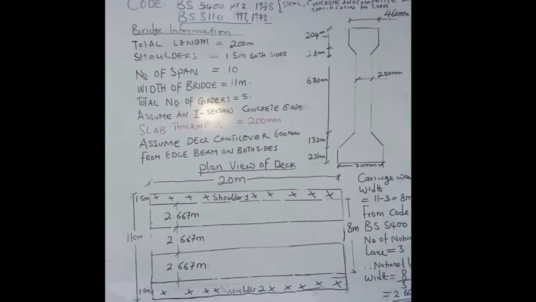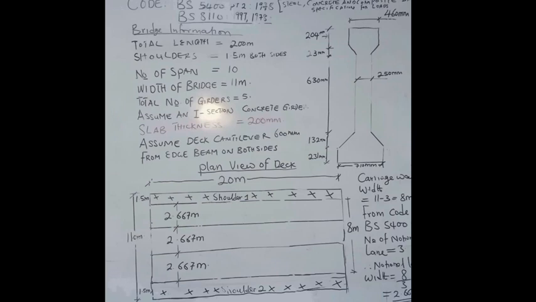The carriageway width is 11 minus 3 as it stands, which is 8 meters. Now we know from the code BS 5400 Part 2, the number of notional lanes for 8 meters is 3. Similarly, for BD 3701, the number of notional lanes is equal to 3.